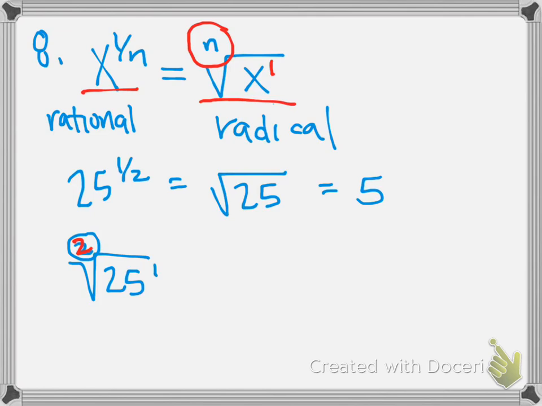Because like a cube root of 8, that's 2. The answer is 2. But it means what times what times what is 8. A cube root, for anything besides a square root, you have to write the little number there.